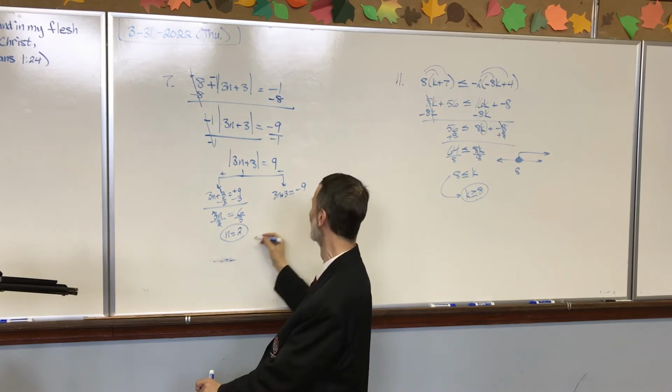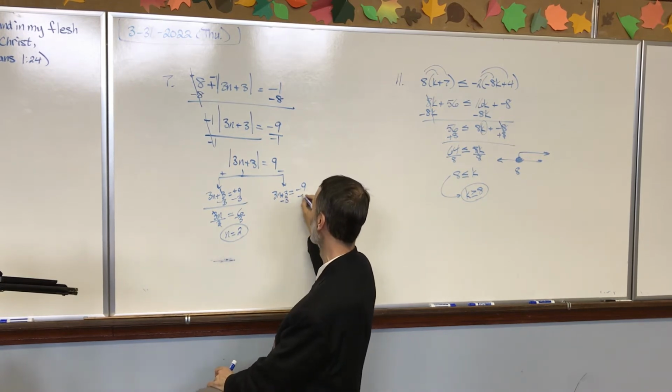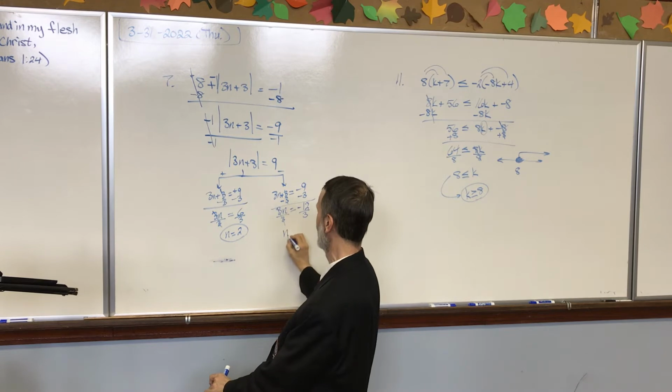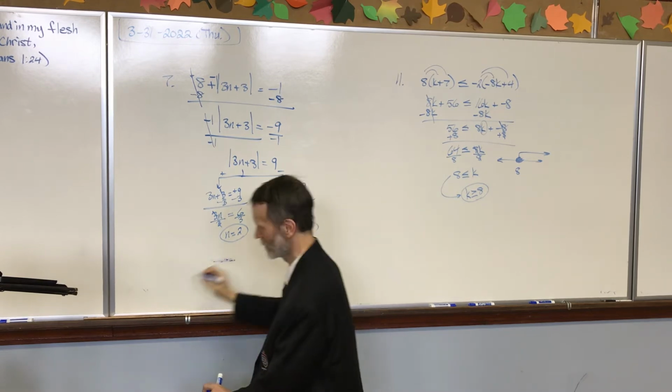Good save. And then 3n equals negative 12. Divide by 3. N equals negative 4. Does that make sense?